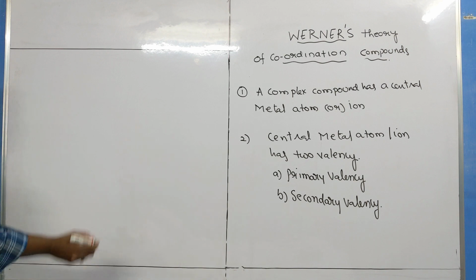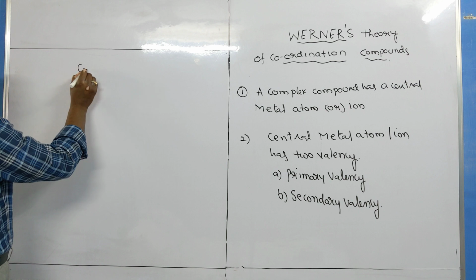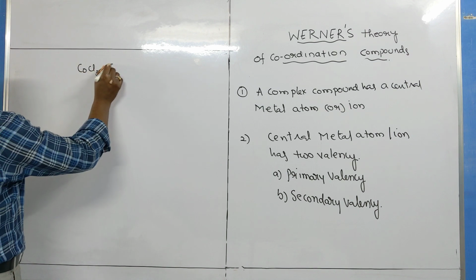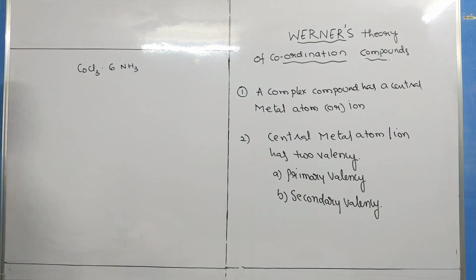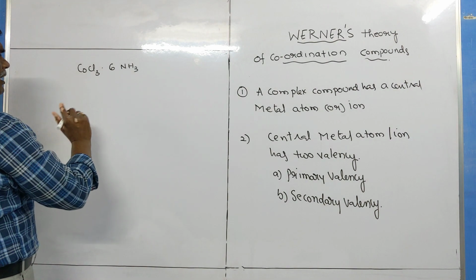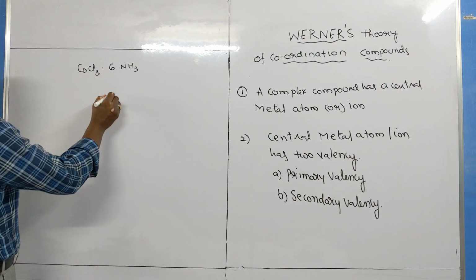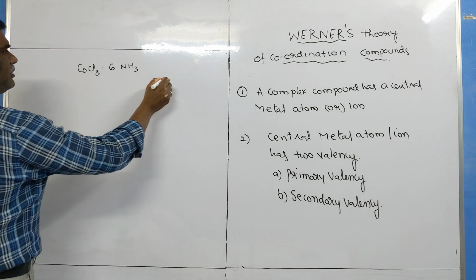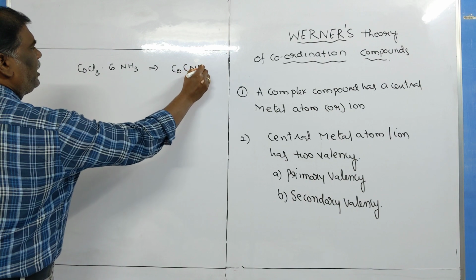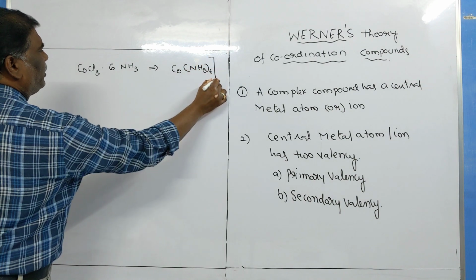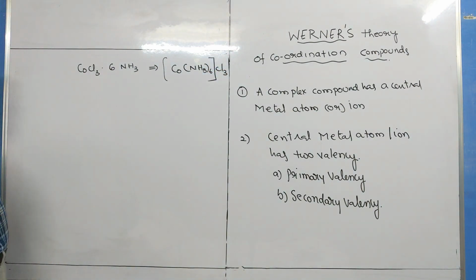Now take one example. Let us take CoCl3·6NH3. The name is hexaammine cobalt(III) chloride. Now the geometry is like this. This is also written as Co coordinated with 6 ammonia, and 3 chlorines are outside the complex ion.